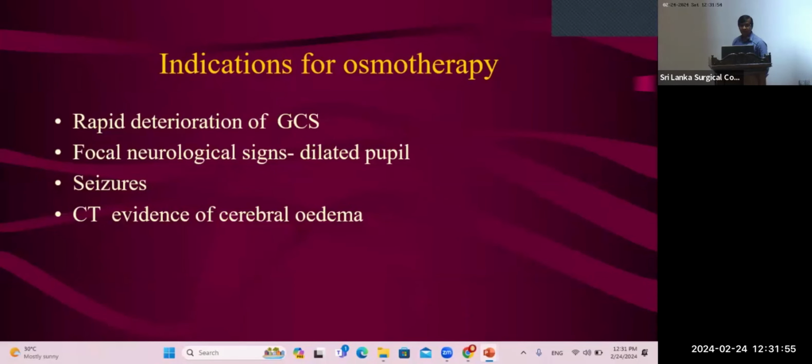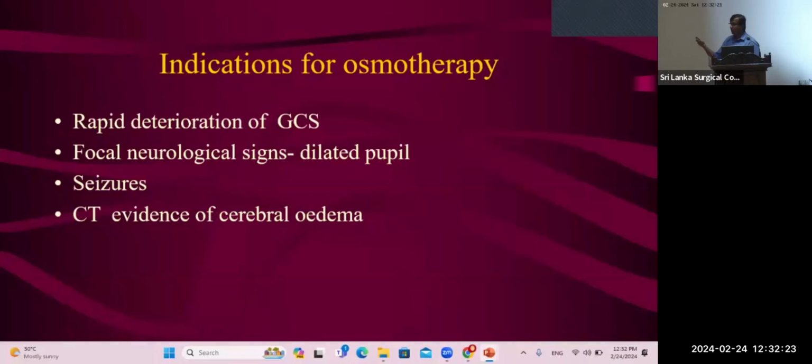Then focal neurological signs developing. The patient has been all right, but when we are monitoring, the pupils start getting dilated, or the Cushing's reflex appears, or sometimes the patient starts having fits. Again, if the CT scan shows impending coning and severe edema, all this hyperosmolar therapy is to buy time. So there is an indication to give hyperosmolar therapy to buy time.